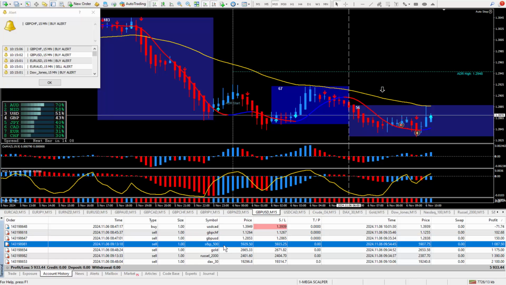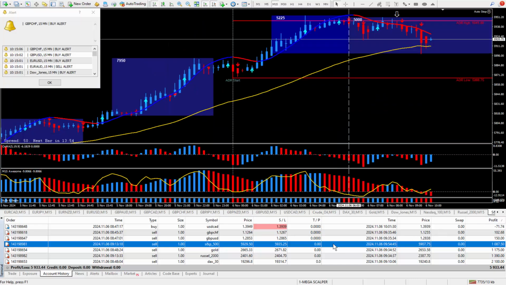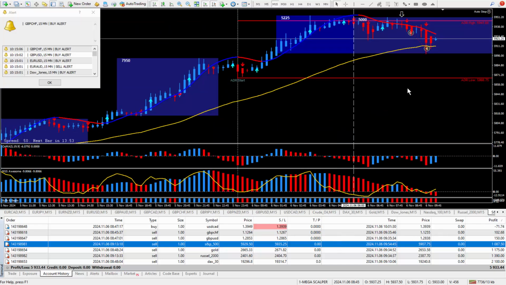Now the rest of the trades, they're futures. The indexes, as I mentioned, they move a lot more, as you can see, and they pay a lot more. Okay, here we go. S&P 500, it's over here. So let's drag and drop this up, see where I got in at.